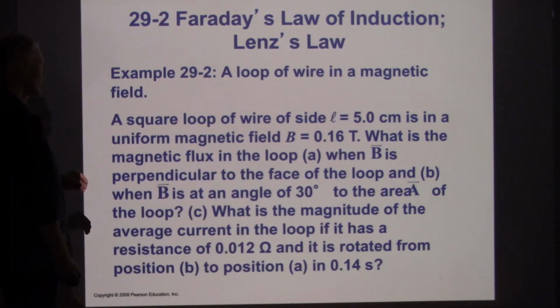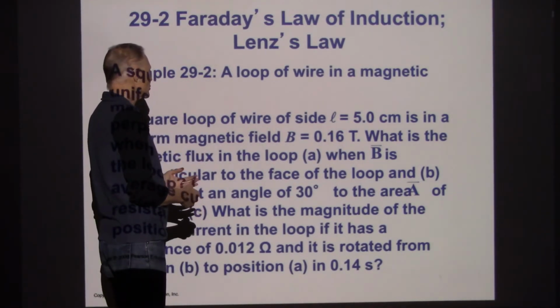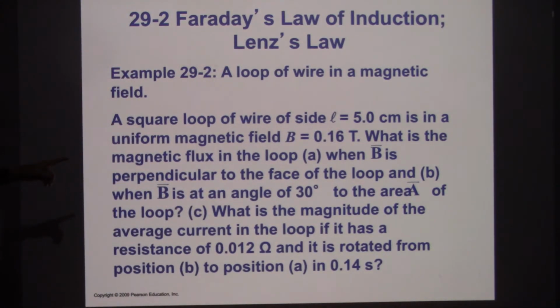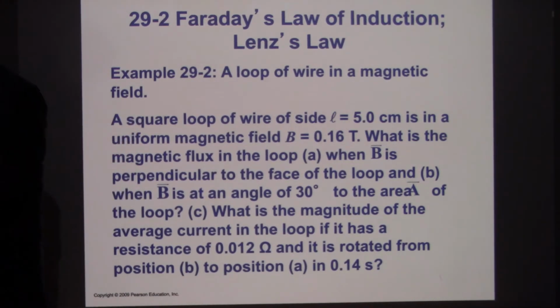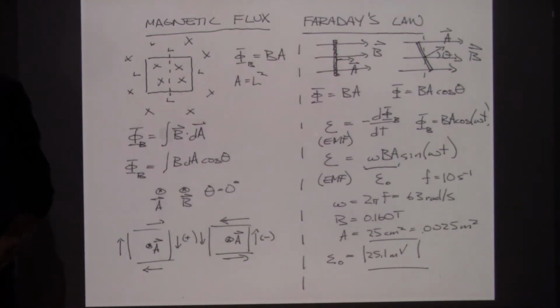What is the magnetic flux under the conditions that the magnetic field is perpendicular to the face of the loop, and that the magnetic field is at an angle of 30 degrees to the area vector? And then what is the magnitude of the current in the loop if it has a resistance of, that's not much resistance, and it's rotated from position B to position, okay. So a lot of stuff to read through here. Let's see how this Faraday's law approach works.